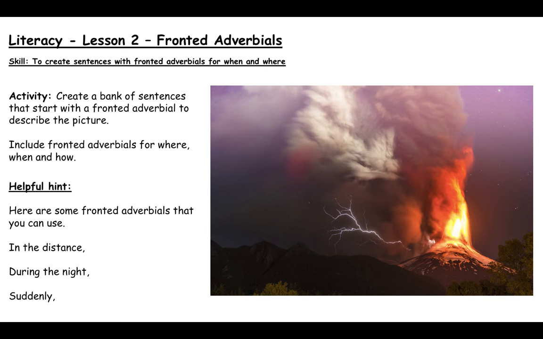Okay, we're going to move on to the main activity now. So our main activity is linking back to that picture that we looked at yesterday and that was displayed at the beginning of this lesson. Okay, the picture of the volcano. So what you're going to do for your main activity is create a bank of sentences that start with a fronted adverbial to describe the picture. So try and include some fronted adverbials for all three areas: where, when, or how.